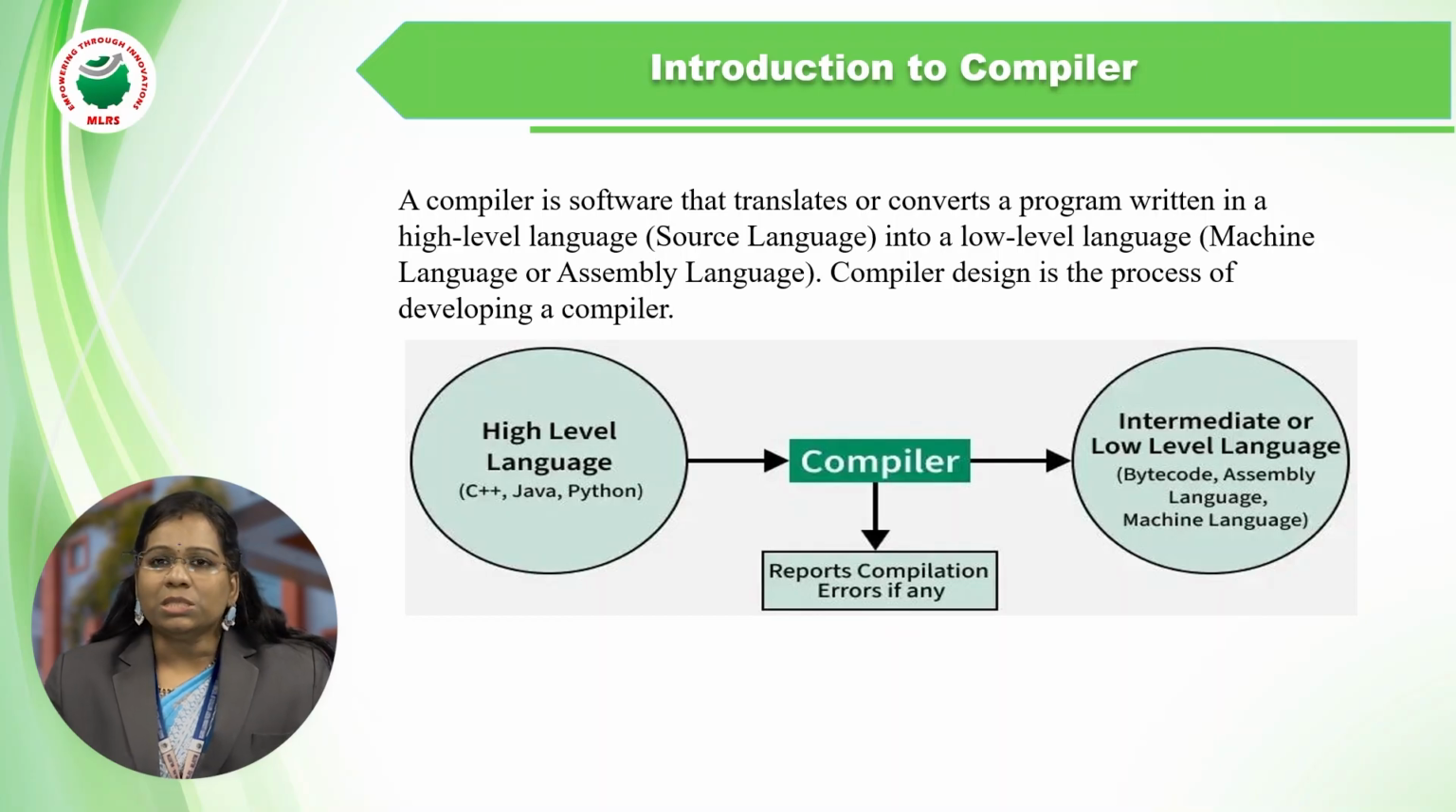So what is source code? The source code is nothing but human written language, which consists of a high level language. We are converting it into the low level language, which is the target code. So the source code is nothing but a human language.